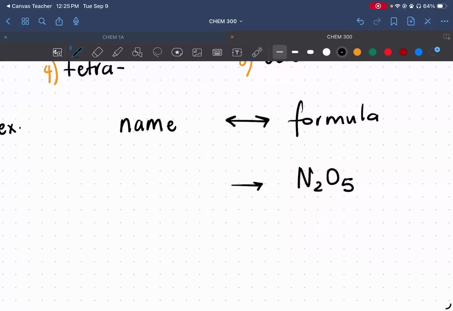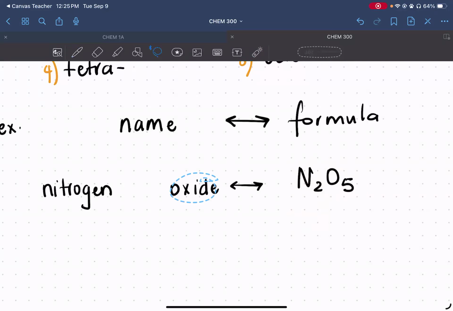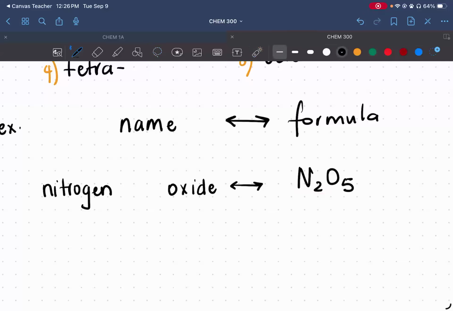So then the name simply becomes nitrogen. Remember, it assumes the role of the cation. Nothing happens to the name. Oxide. Oxygen assumes the role of the anion, and its suffix is replaced. The big difference is we need Greek prefixes to indicate quantity. There are 2 nitrogens, so we write dinitrogen. There are 5 oxygens, so we write pentaoxide.